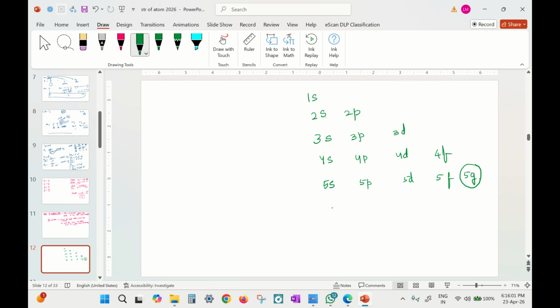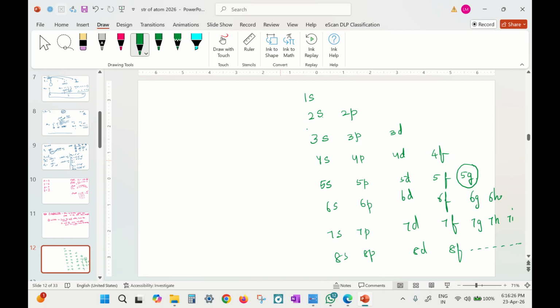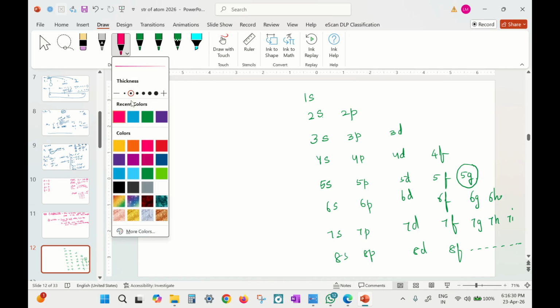So let us fill it up. After that, you've got sixth shell. So 6S, 6P, 6D, 6F, 6G and 6H, let us say. 7S, 7P, 7D, 7F, 7G, 7H and 7I. I'm just writing. Okay, then 8S, 8P, 8D, 8F, and so on. Now what we will do is go with the N plus L value calculation. So I'm going to use a very light color to calculate N plus L value.